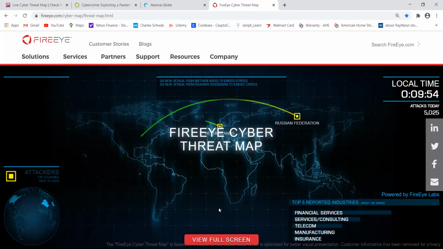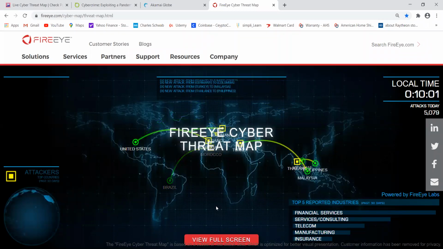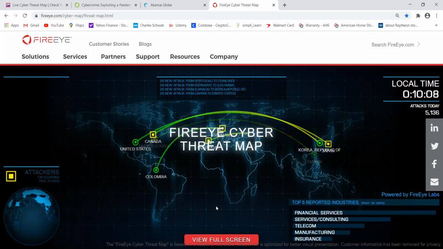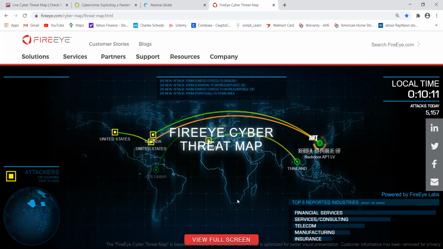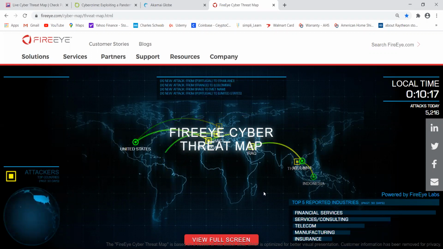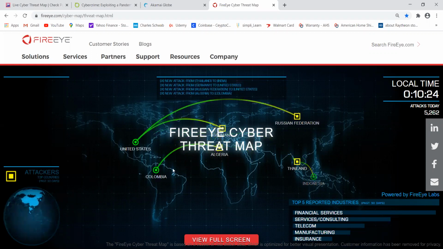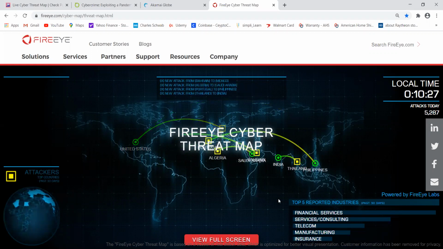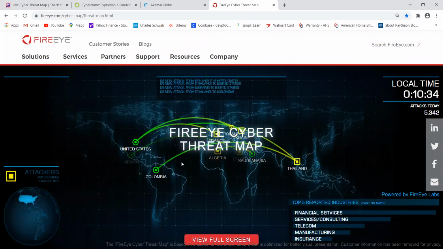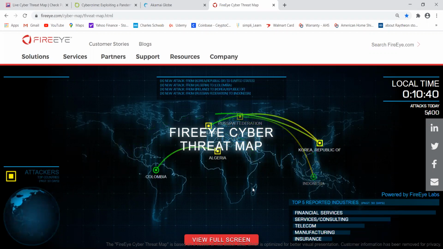So this is the FireEye map, a little bit different. So they're saying the financial services, top five telecom, manufacturing, and insurance companies are the top five reported industries that are mostly attacked. So take a look at this too. All the countries, just look at it, where the attacks are going from where to where. So look at the map, United States attacking Russia, Colombia. Here, look, India attacking Thailand, Thailand attacking some other country, Colombia. It's just going everywhere. Everybody's attacking everyone.